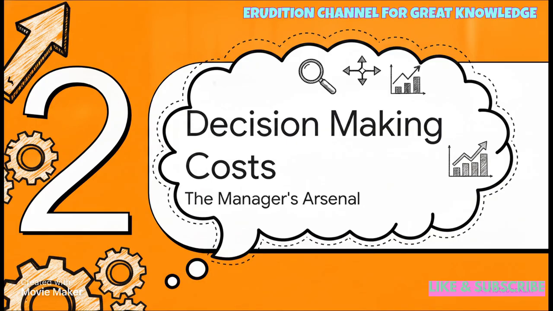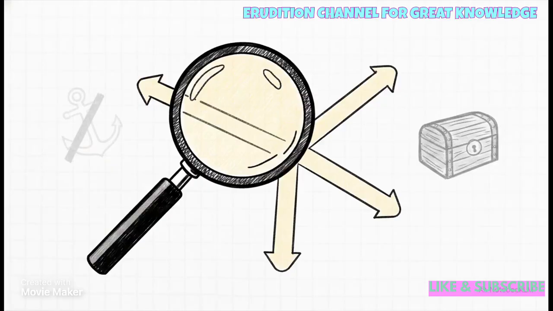Okay, moving on to Section 2, costs for decision-making, the manager's arsenal. When you're sitting down to actually make a choice, only relevant costs matter. These are costs that are pertinent to the specific decision at hand. Because we only care about expected future costs that differ between our options, historical costs are generally totally irrelevant to the decision-making process, unless, of course, they remain unchanged in the future period.